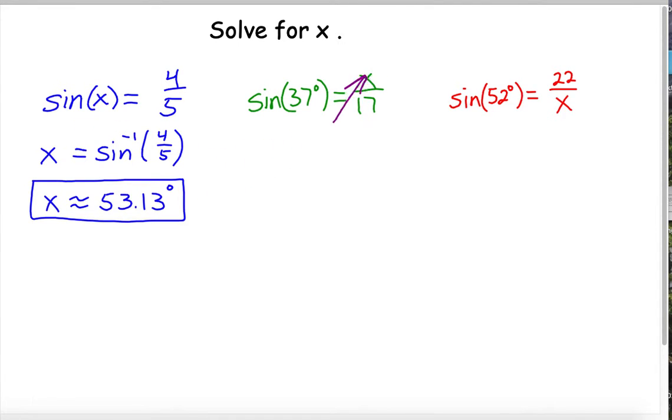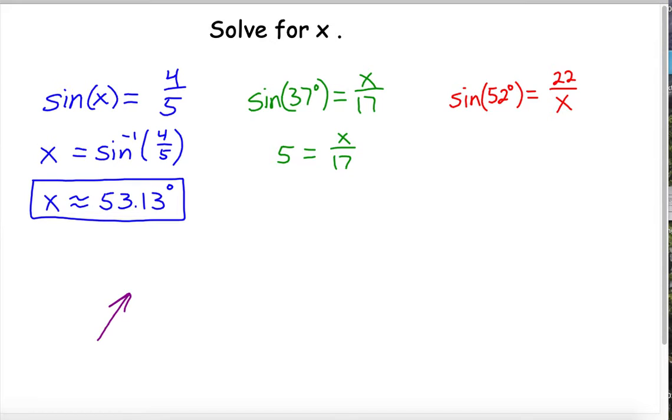Okay, what about here? Now, here's what you have to think of. Sine of 37, that's just going to give you a number. If I had given you the equation 5 equals x over 17, how would you do that? Well, we need to isolate the variable, get x by itself. We have to undo divide by 17, which would mean we would multiply both sides by 17. Those would cancel, reduce down to 1, and then we would just get x equals whatever, 85.